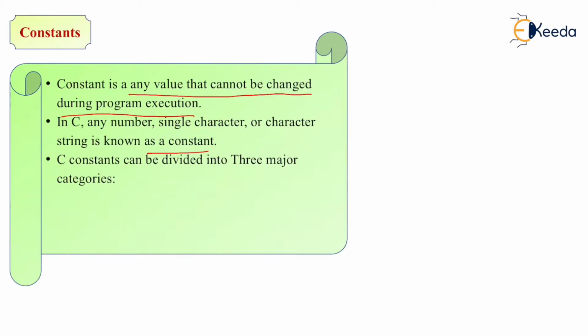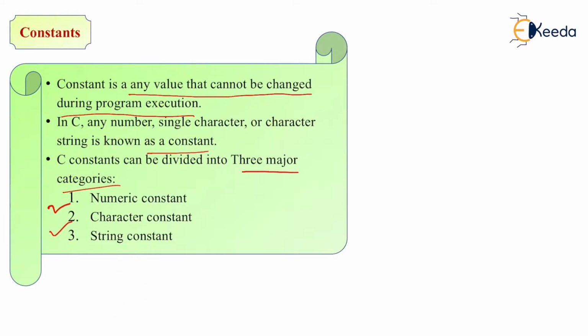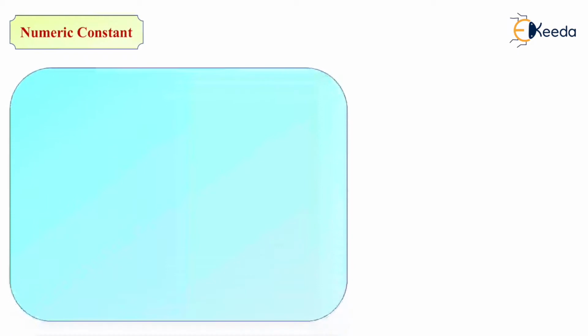Next, C constant can be divided into three major categories. There are three types of constants present. First is numeric constant. Second is character constant. And third is string constant. We'll see each and every one in a detailed format. The first, that is numeric constant.